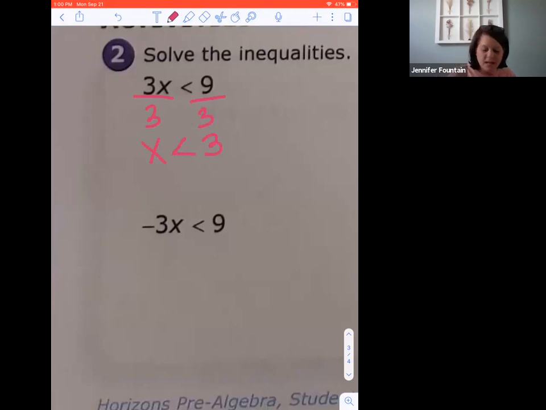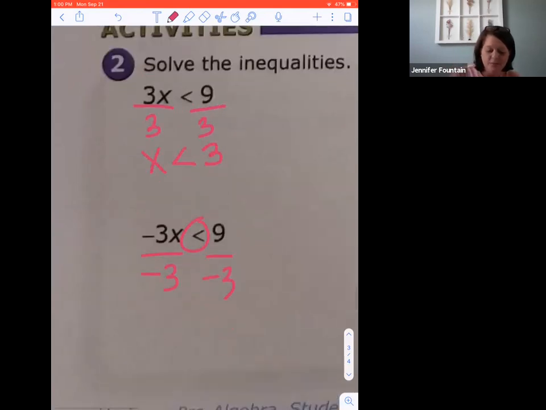But on the next one, I have to divide by a -3, and that is the point where I go, oh no, I just wrote a negative. Bells and whistles start going off in my head, and red flags are flying up, and everything's happening for me to remember that I need to circle my sign because I'm going to need to flip it. -3 divided by -3 cancels, so I have x. I have to flip my sign, and then 9 divided by -3 is -3.